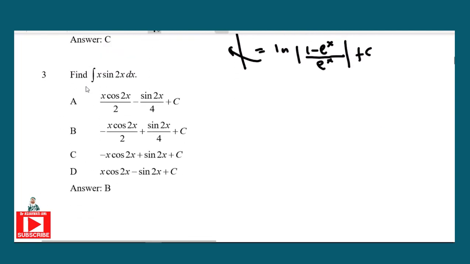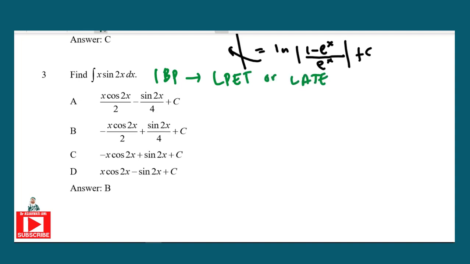Number 3. Find the integral of x sin 2x dx. One cannot integrate directly. Then also cannot use substitution. Then proceed to integration by parts. Integration by parts, just use LIATE.